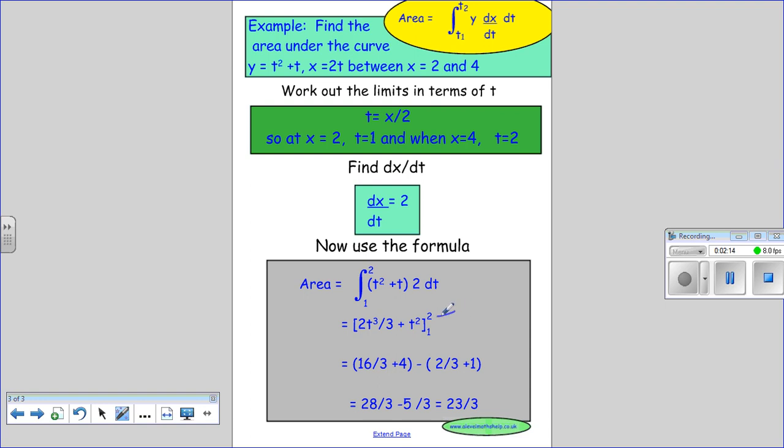We start with the top one, so we substitute t equals 2 in first, and then we take away the bottom one. So we put t equals 2 in here, and we get 16 over 3 plus 4, and then don't forget you take away. Then we put t equals 1 in here, so that's 2 times 1 over 3 plus 1, so that gives you 2/3 plus 1. And then you work out and get your answer.